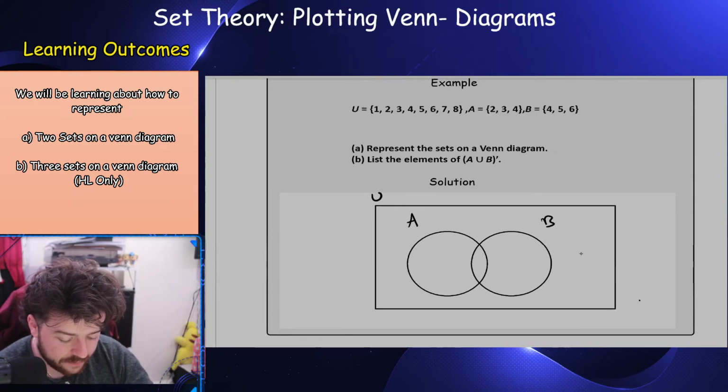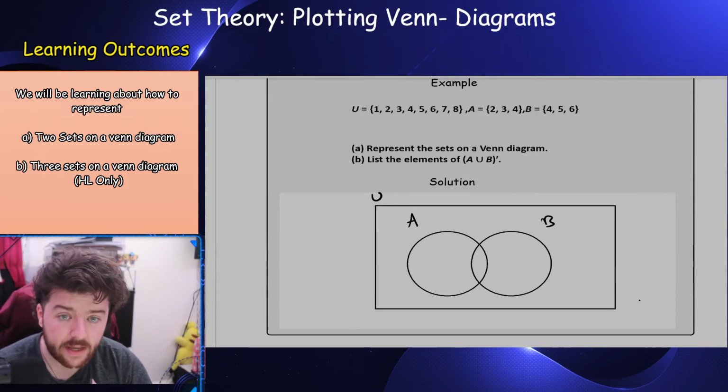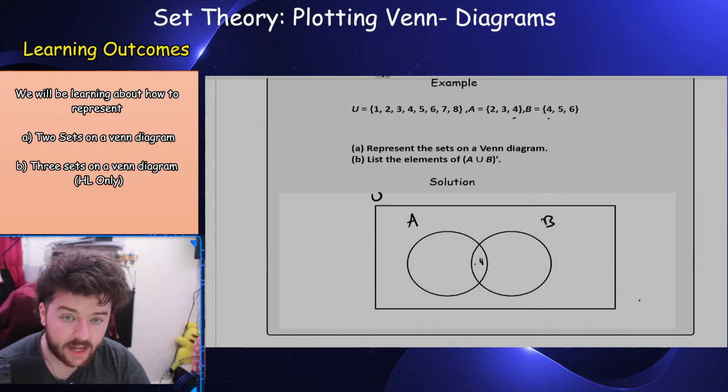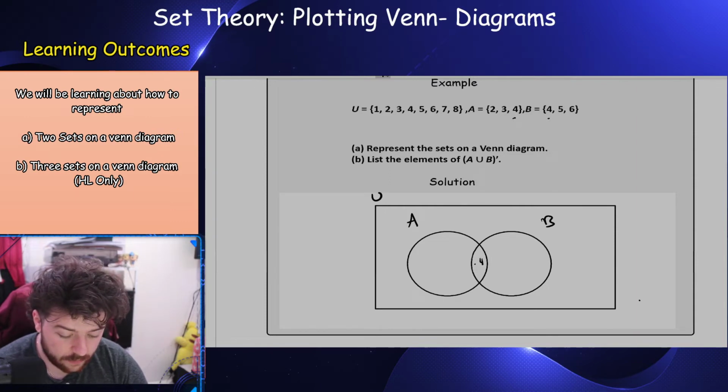Right, so this is set A, set B. What do we have in common first? Let's have a little look. Well, it seems both have a 4 in common. So 4 is going in my intersection here. So let's move outwards now.